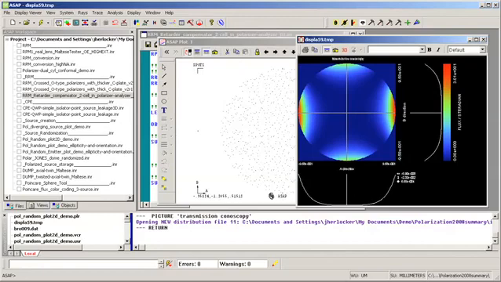In summary, the Realistic Retarder Model, added in ASAP 2008, is a sophisticated, broadly capable model, which complements the other devices.